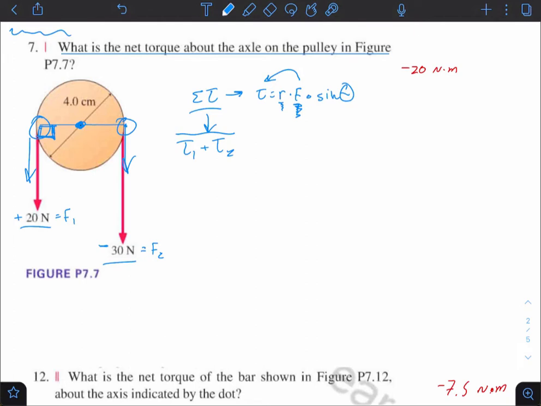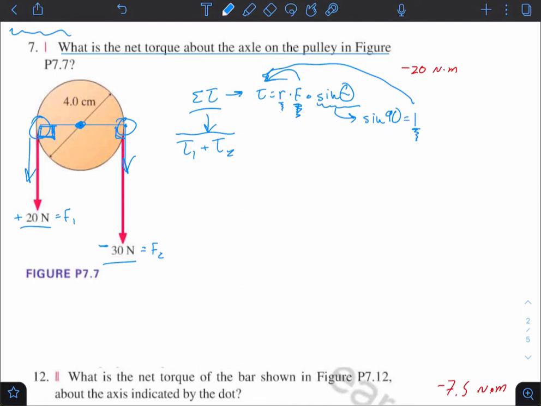And this one's also a 90-degree angle. And sine of 90 equals 1, right? Because 100% of our force is being used to create torque. So it's multiplied by 1. We haven't lost any from pulling at an angle or pushing at an angle.